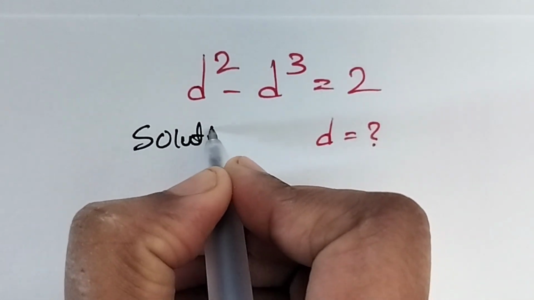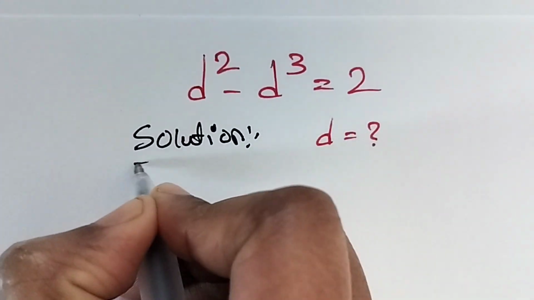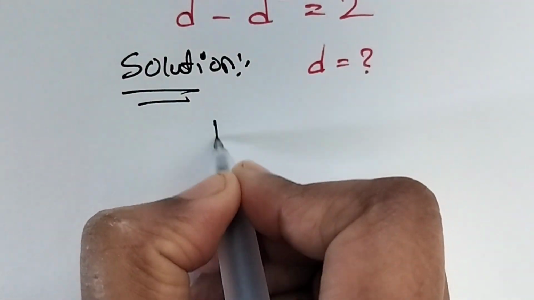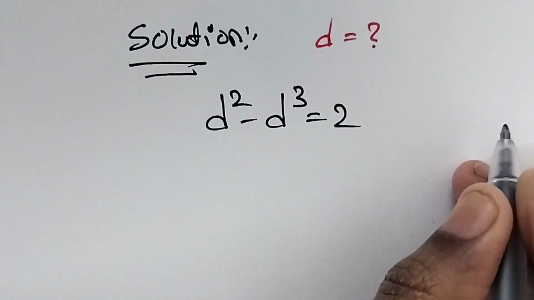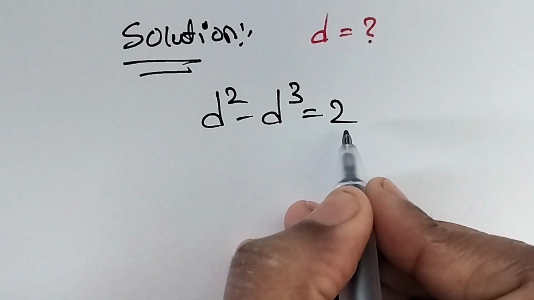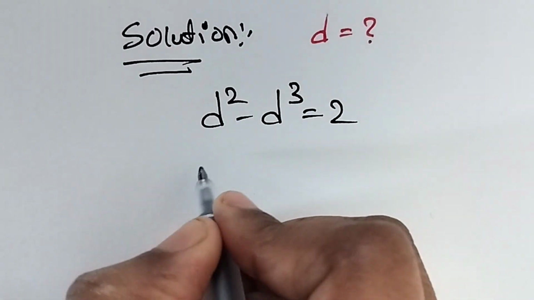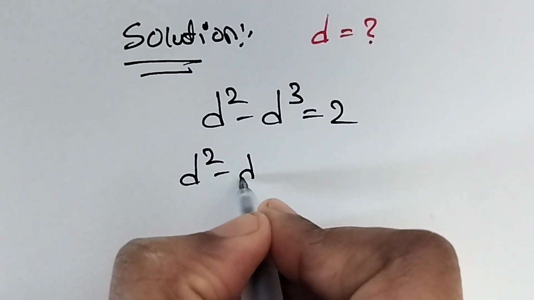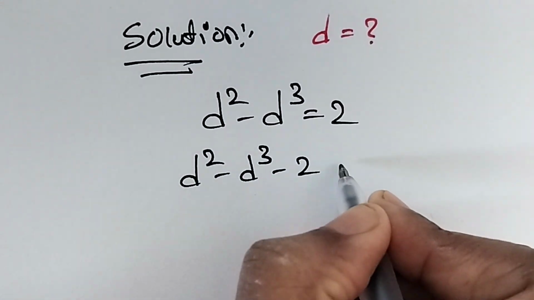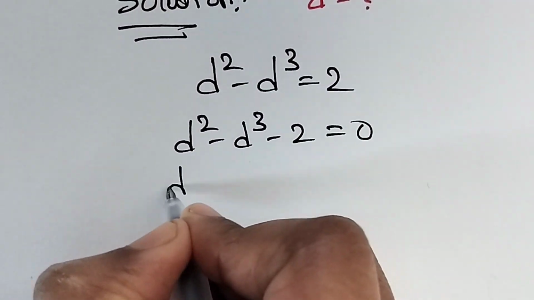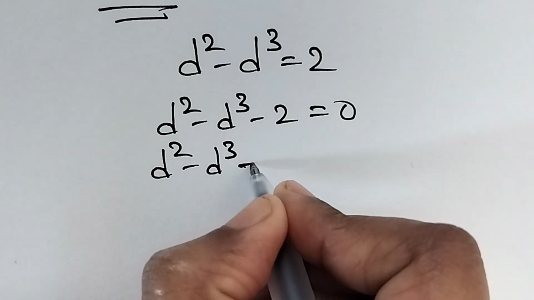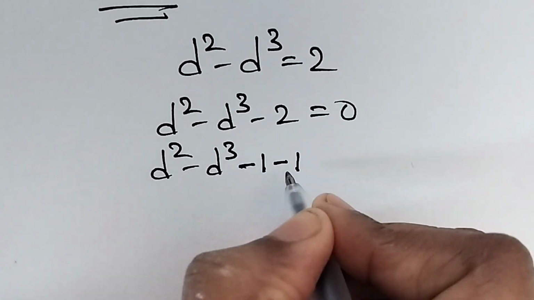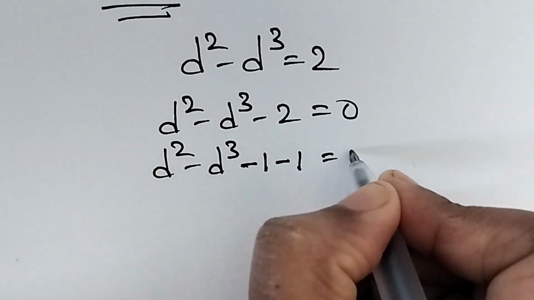Solution. So here we have given d square minus d cube is equal to 2. Just move this term to the left side. Now it will be d square minus d cube minus 2 is equal to 0. We can write minus 2 as minus 1 minus 1.